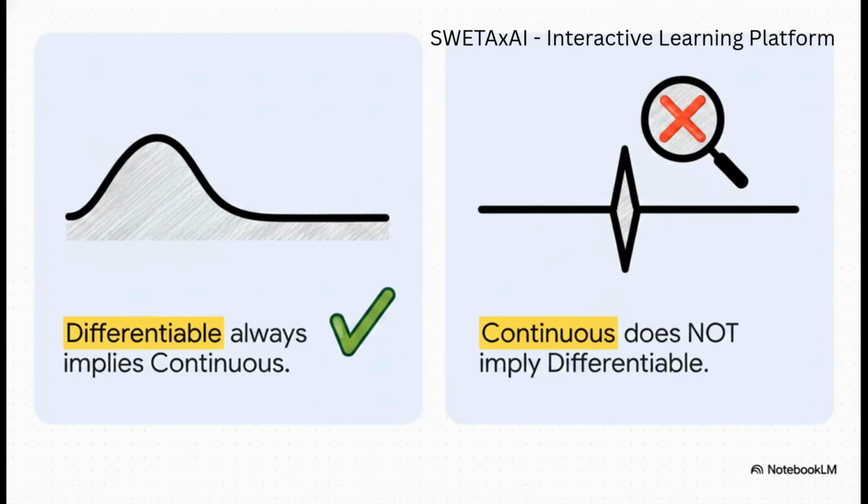Now, the crucial thing to remember here is this classic one-way street. Differentiation implies continuity, but continuity absolutely does not imply differentiation. Think of it like this. A perfectly smooth path is always, without a doubt, connected. But a connected path isn't always smooth. It could easily have a sudden, sharp spike.